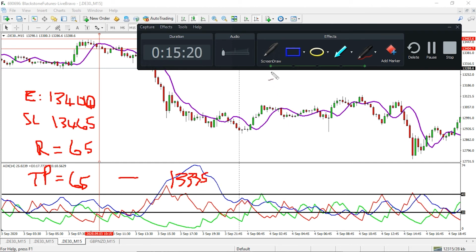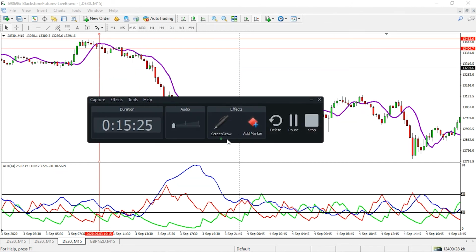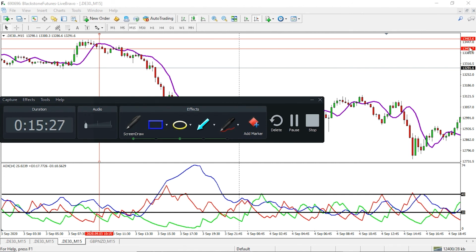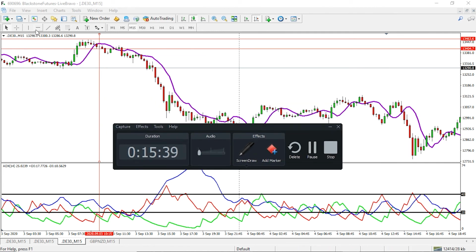Okay, so there you have it. If you want to see where that entry is there, you can see it on the right hand side of the screen, guys. There's our entry. Okay, and there's our stop loss. Okay, so we've now calculated our take profit. It's a 1R. We're looking for 65 points. So we want 133.35. Okay, and that gives us the 65 points we were looking for.